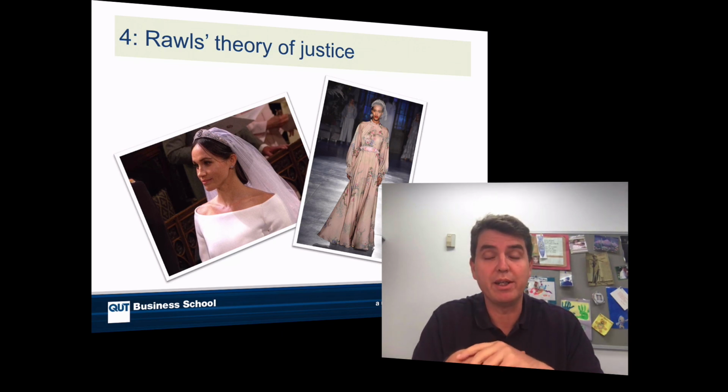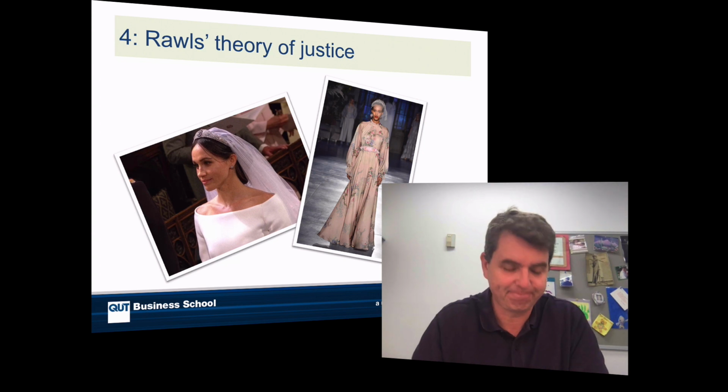The third and final theory that we're going to deal with in terms of distributive justice is Rawls's contractarian approach. So let's get into it.